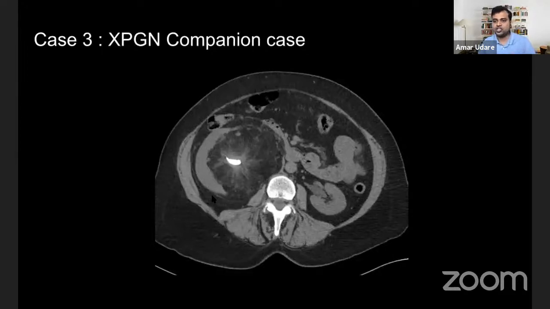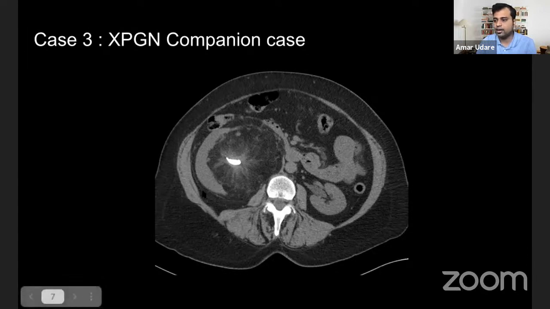Again, here's a companion case to the xanthogranulomatous pyelonephritis case we discussed. What do you guys think of this case? This patient had an obstructive calculus in the pelvis, and there's proliferation of fat in the renal sinus, and there's some stranding here. What would be your thoughts?